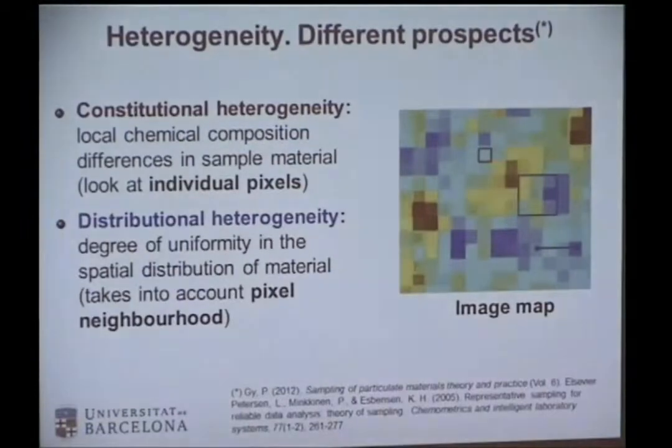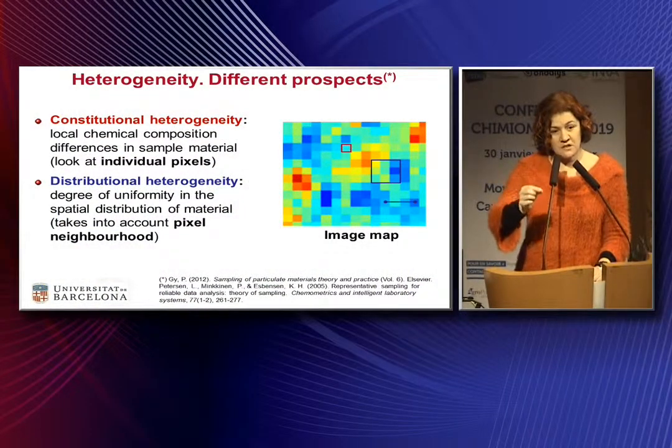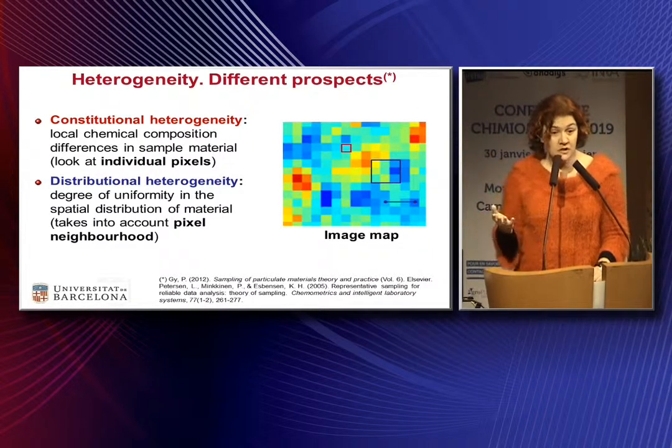And we took this idea directly from the theory of sampling defined by Piaget some years ago and reinterpreted by Kim Esmondson in recent years. When we talk about heterogeneity, we can talk, for instance, about constitutional heterogeneity. This means that we look at the different portions of material, here defined by the pixels, and we will see, for a particular compound, how the concentration is varying between these pixels. Are there big variations, small variations?